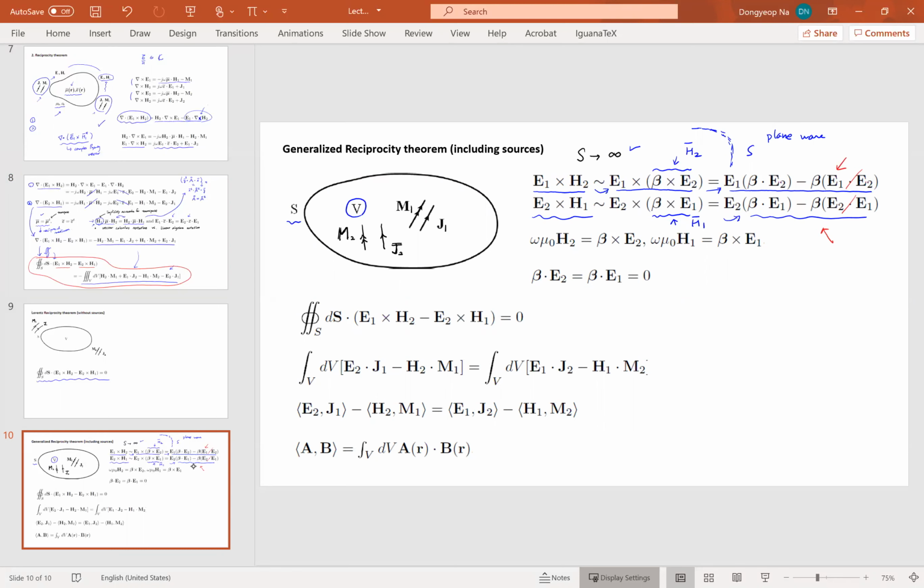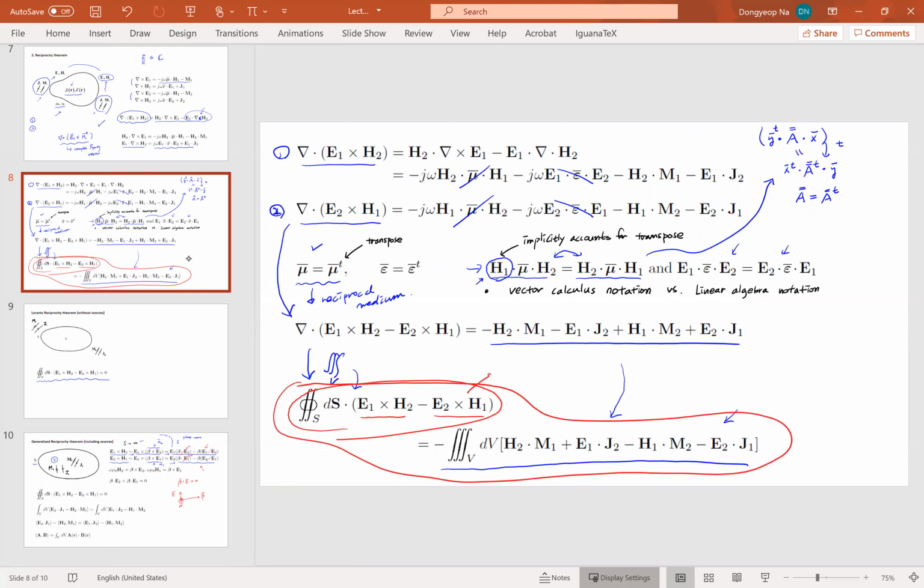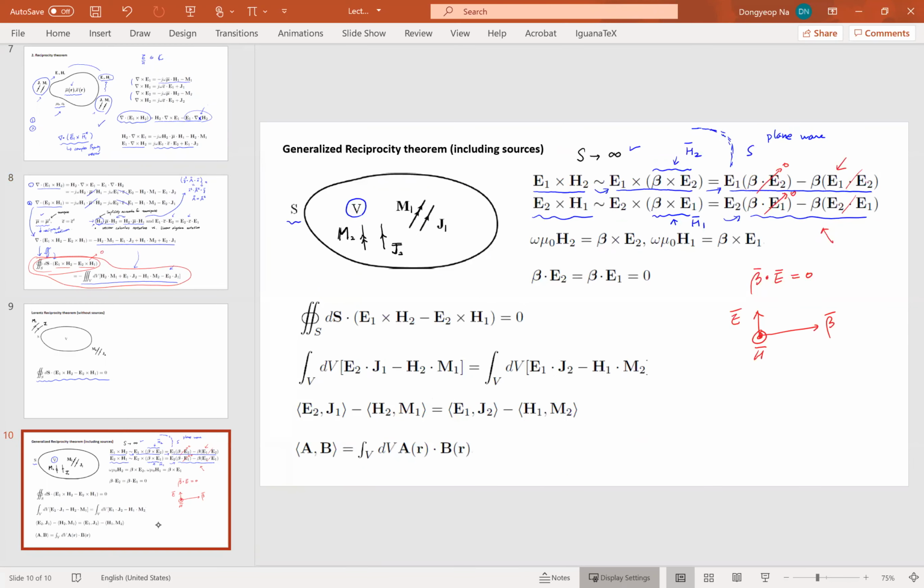And also the plane wave has this relation: the electric field is orthogonal to the wave vector. This is the property of the plane wave, so that it goes to zero. So what that means is that the surface integral goes to zero. So we have only the volume integral for source terms. And if we rearrange the volume integral for the source term, then we have this equation. So this is the generalized reciprocity theorem.